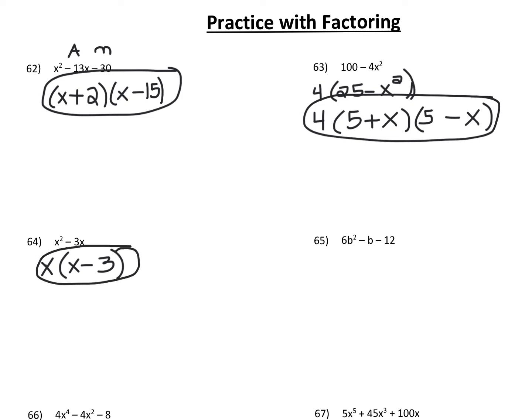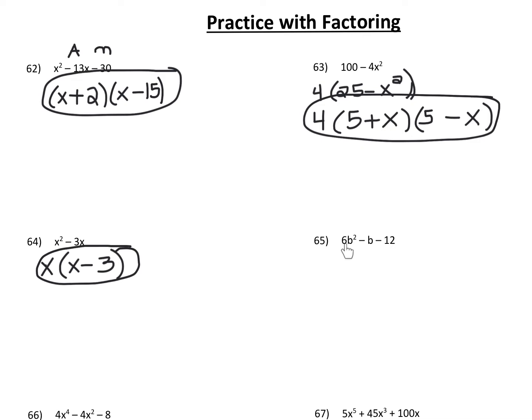All right, on to 65. Now we have three terms, okay? This is a trinomial. We say to ourselves, can I pull out a greatest common factor? Which I can't. So look, this one's different than number 62. In 62, we had a 1 as our leading coefficient. Here we have a 6 as our leading coefficient.